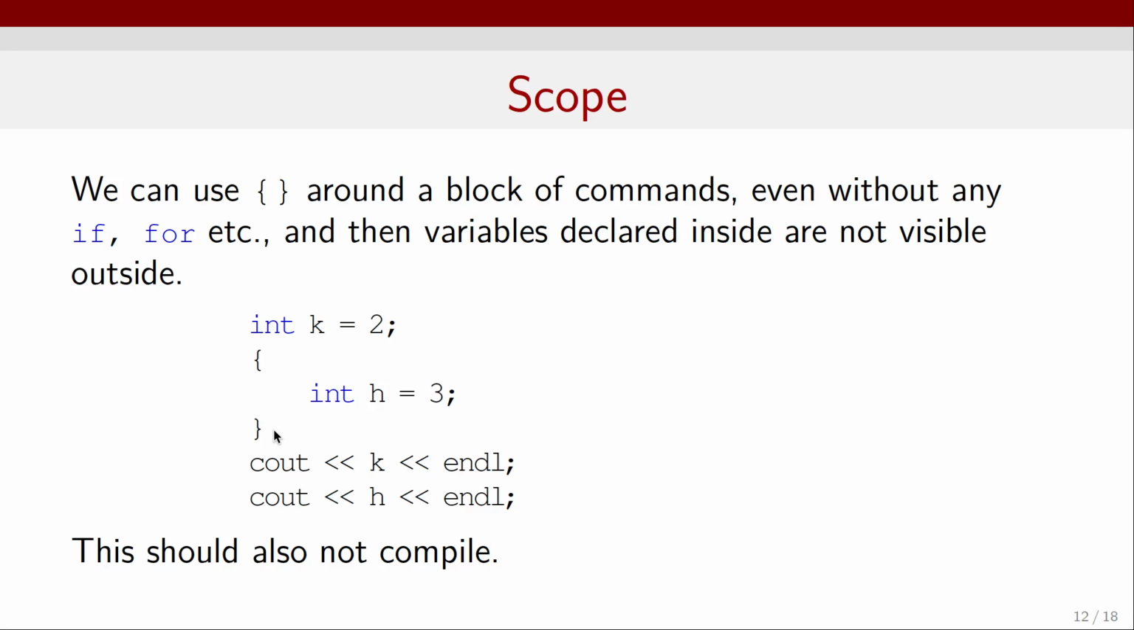So the only way this program could work is if I take this statement, cout h, and put it inside those braces. Only then it would work, because then it would have access to the value of h inside those braces.